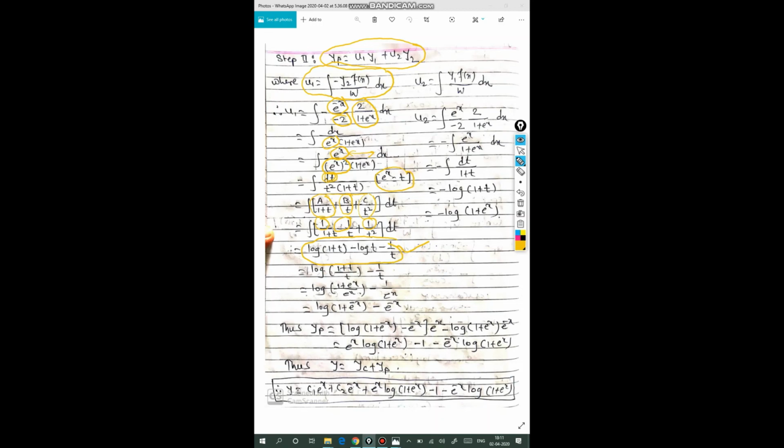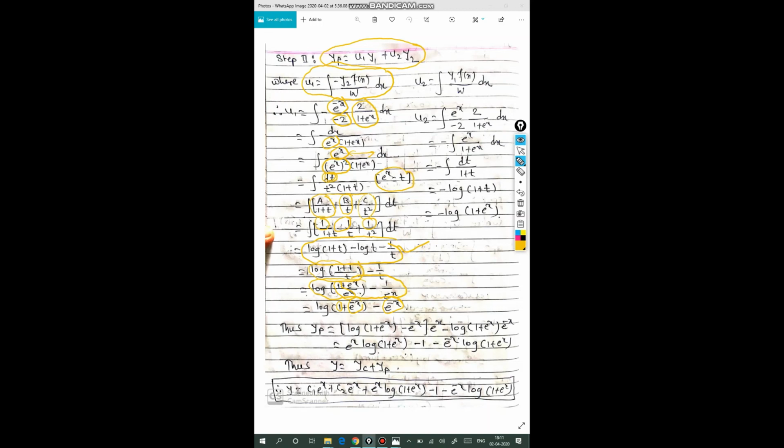A little simplification is done, which is generally expected from you. Log a minus log b is written as log of a upon b. Replace the value of t, that is e raised to x. Then, taking a separate division, 1 upon e raised to x is e raised to minus x, and e raised to x upon e raised to x is 1. So that gives log of 1 plus e raised to minus x, and 1 upon e raised to x is again e raised to minus x. So that is u1.